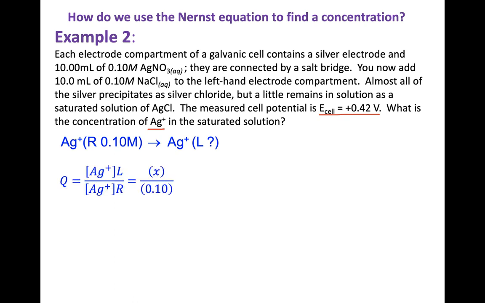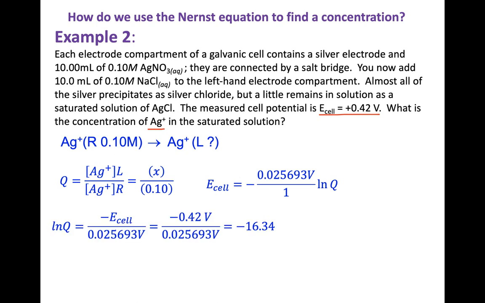So again, we can find the quotient, products over reactants. So I'm just putting the left and right there to make it a little more obvious, because we're always going to have what's on the left will be our product, what's on the right will be our reactant ion in a concentration cell situation. So we know the concentration on the right is 0.1, but we don't know what the concentration on the left is. We do know from the Nernst equation that the cell potential is going to be equal to zero, right, because the silver is being reduced and oxidized, minus 0.025693 volts over how many electrons? Since it's silver plus one going to silver metal, it'll be one electron times the natural log of Q.